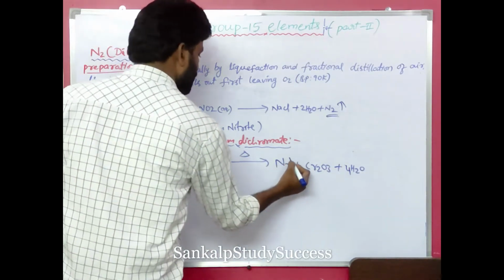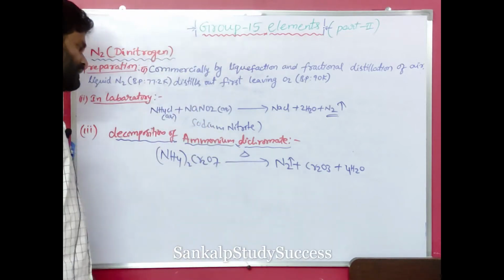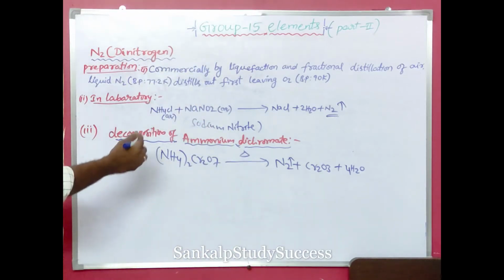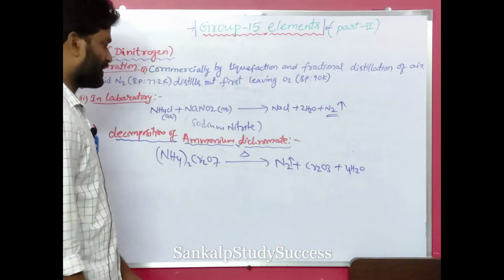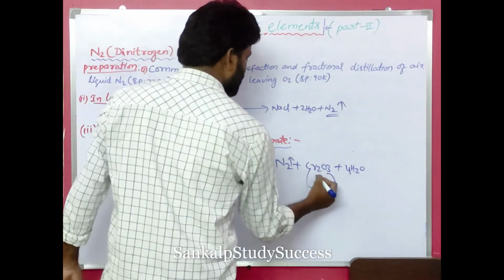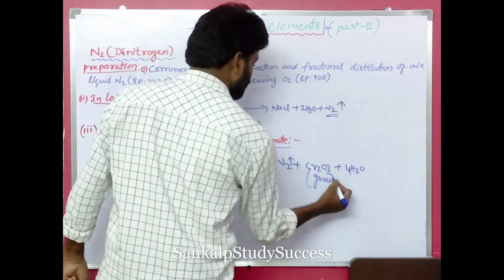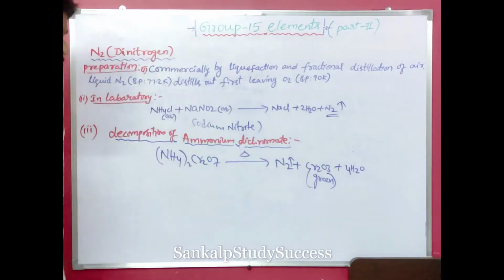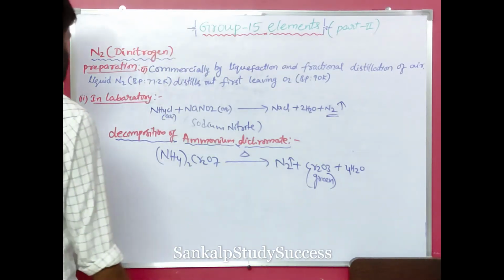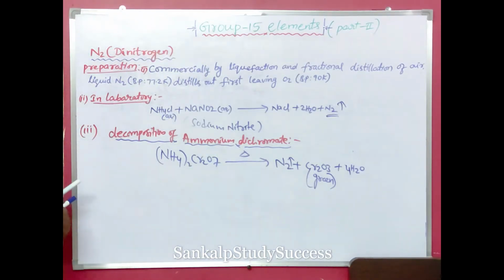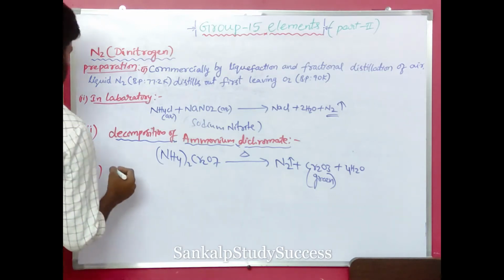So here nitrogen gas is released. This is the decomposition of ammonium dichromate. This chromic oxide is green in color. Chromic oxide has which color? Green. And the fourth one is the pure nitrogen method.